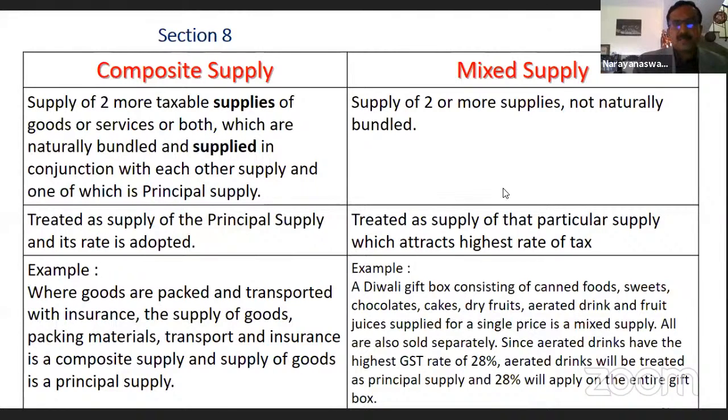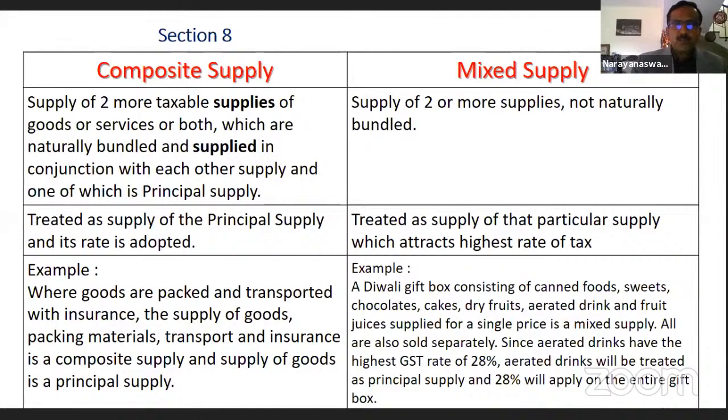Whereas in case of mixed supply, there are 2 or more supplies, but they are not naturally bundled. They are not essential to each other. For example, when you give the gifts, you may put so many items in the gift. Diwali gift has been mentioned here. Then that will not be a composite supply.